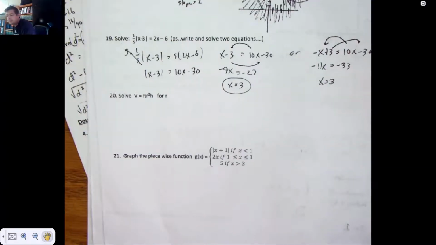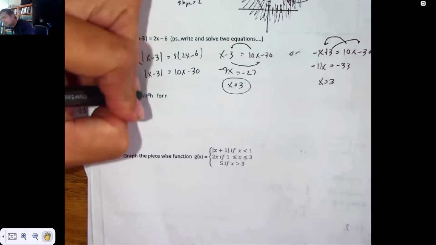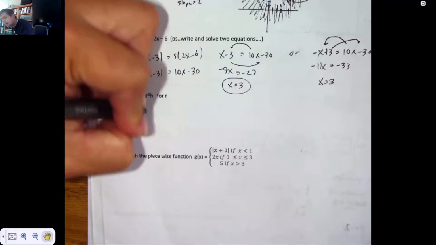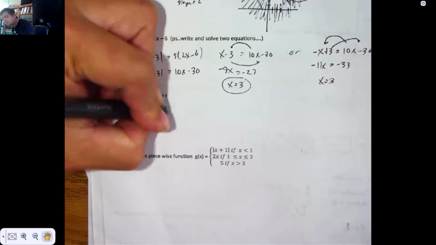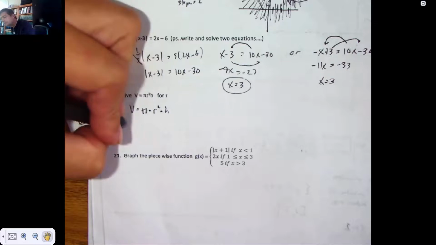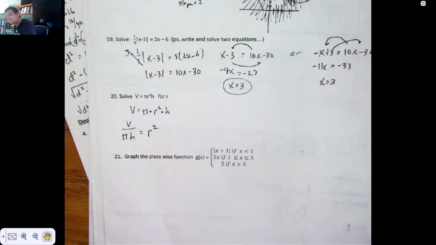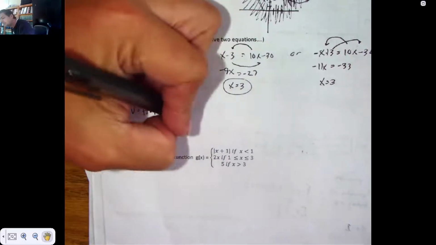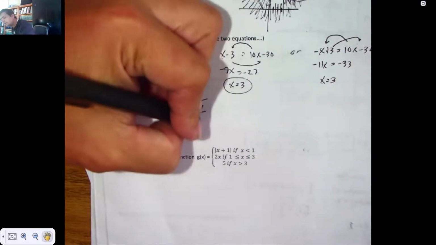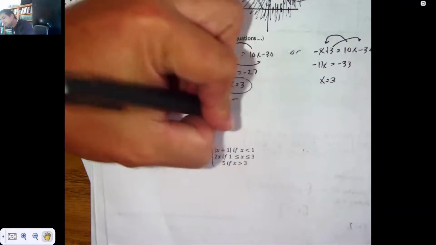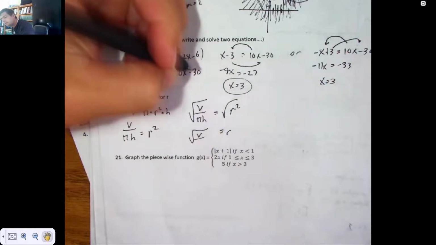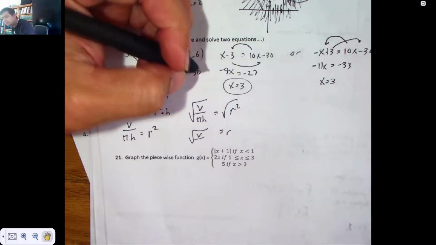20. Solve volume is pi r squared h for r. Hopefully you recognize that as the formula for volume of a cylinder. And we're supposed to solve it for r. So think about your understood symbols that are going on. We have pi times r squared times h. The opposite of multiplication is division. So I divide by pi and I divide by h, and that frees up r squared. The opposite of squaring is going to be square rooting. So I take the square root of the left and the right, and the square root of r squared is going to be r. So there is the formula for the radius if you know the volume and height of a cylinder.